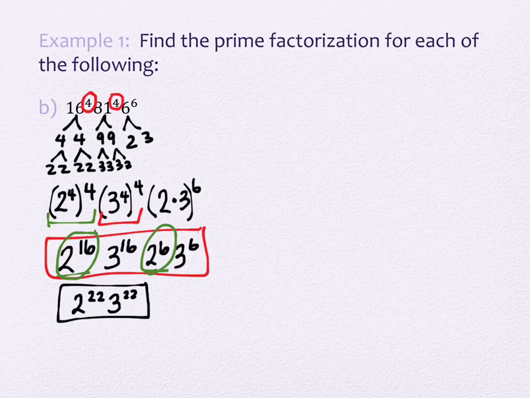Okay. Any other questions? Yes. Would it be 2 to the 22nd times 3 to the 22nd, or not times? No, the base exponent rule says that if I have 2 to the 16th times 2 to the 6th, this is basically having 16 2's and then 6 2's, which means you have a total of 22 2's. That's 2 to the 22nd.